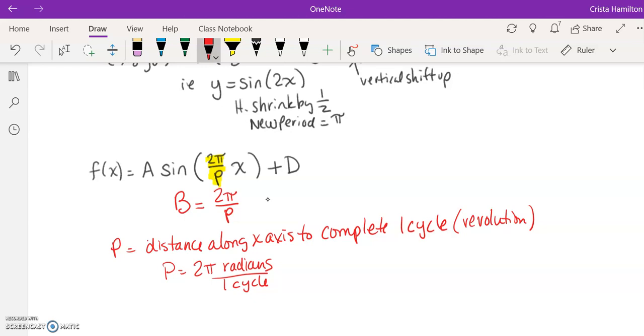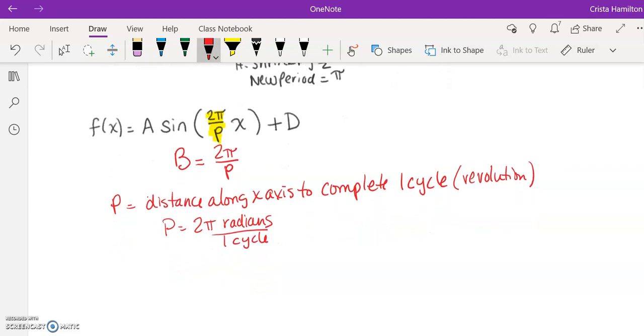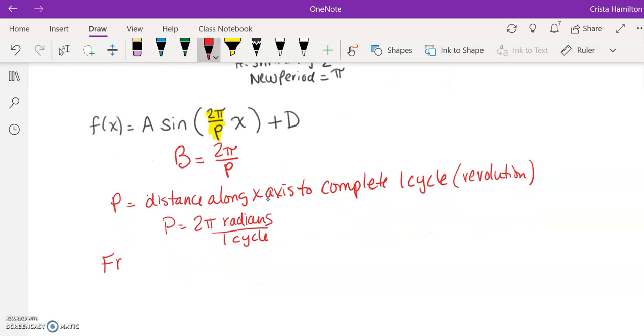The reason for that original period being 2 pi radians was because the sine or the cosine, depending on which one we were looking at, started to repeat its pattern after one revolution around the circle. And one revolution around the circle is equal to 2 pi radians. Now, there's another important characteristic that goes hand in hand with period. I'm going to introduce it now: something called frequency.